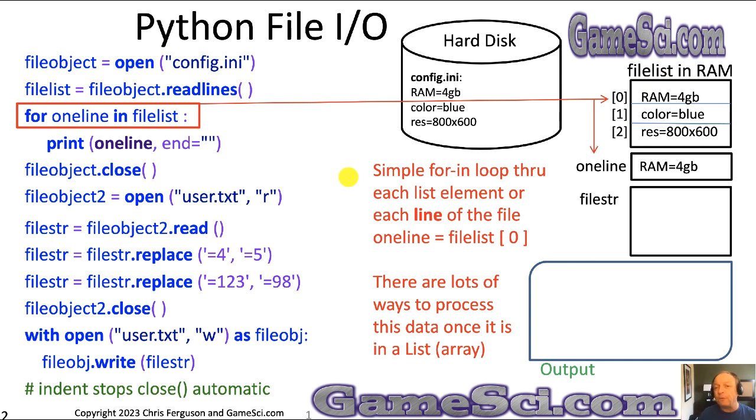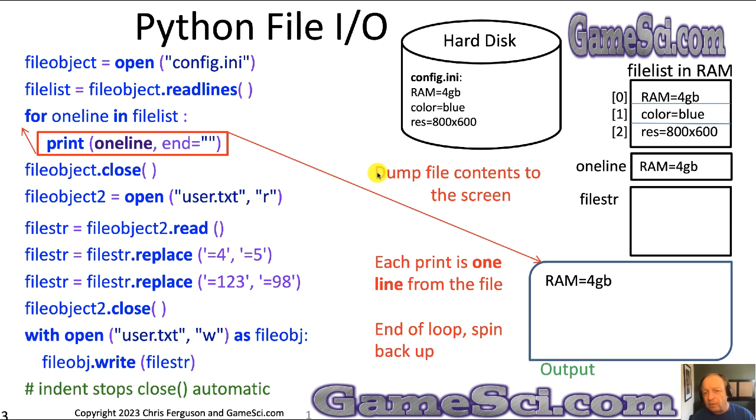For one line in file list, let's go access the first line of data from the file. A simple for-in loop through each list element or each line of the file. One line equals file list subscript 0. Basically, this is going to grab the first line or the first slot of the list. There are lots of ways to process data once it's in the list. Remember, a list is just like an array in other programming languages. This is just one way to loop through the data in the file.